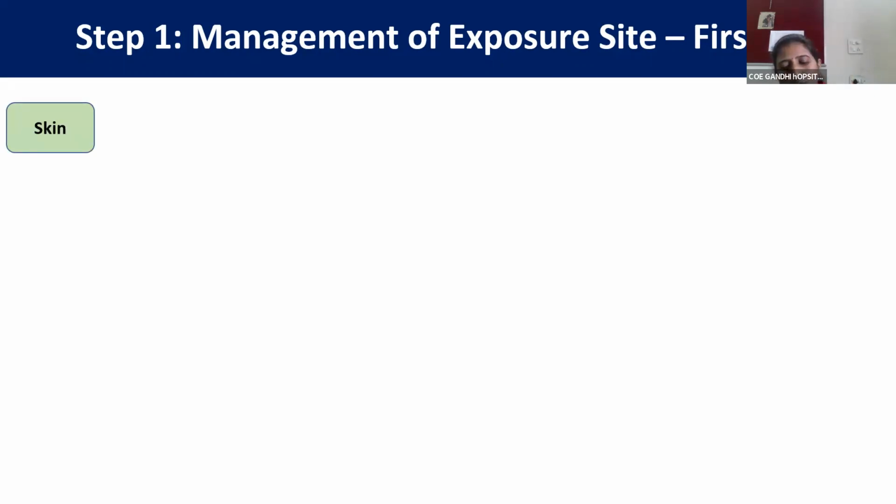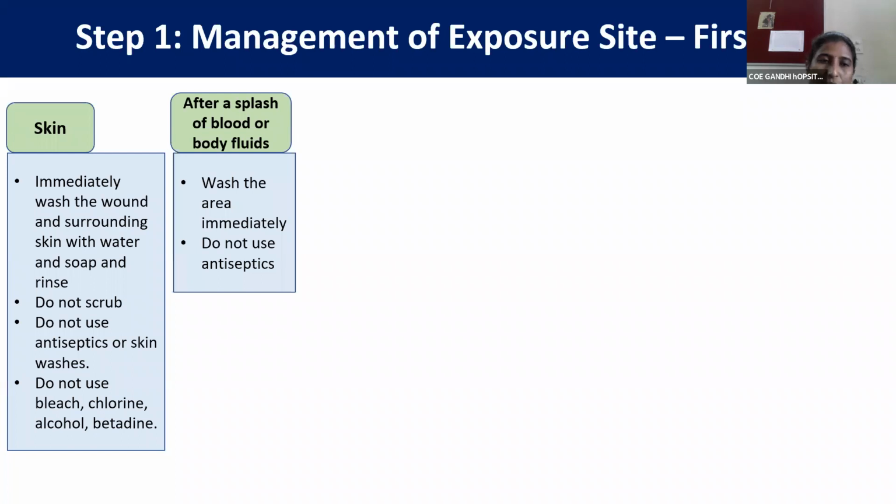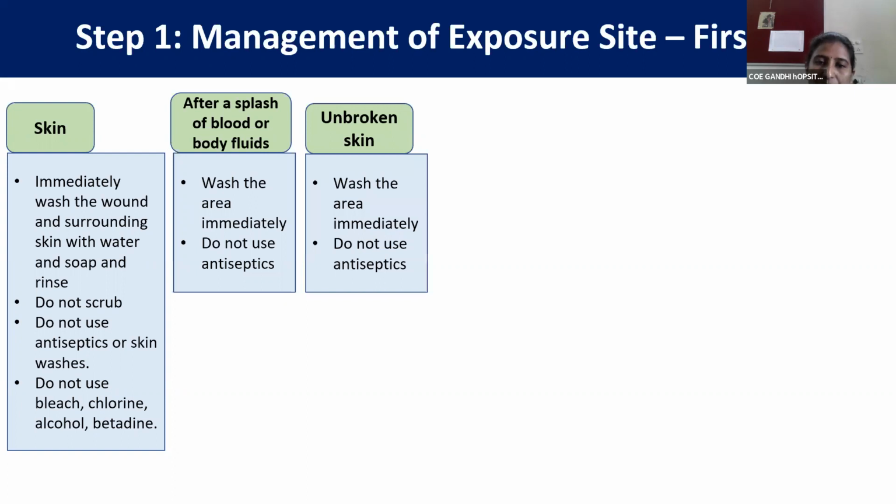If it is the skin, wash the skin or exposed surface with water and soap. Do not scrub and do not use antiseptics. Do not use ethanol, chlorine, bleach or betadine, because they may cause small abrasions through which the virus can enter the body. After a splash of blood or body fluids, just thoroughly wash off all the fluid and do not use antiseptic. If the skin is unbroken, wash with water. Do not use antiseptics.